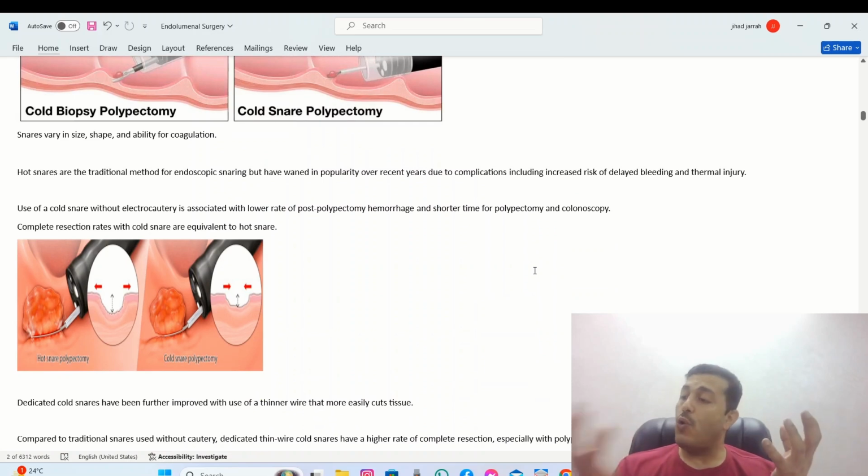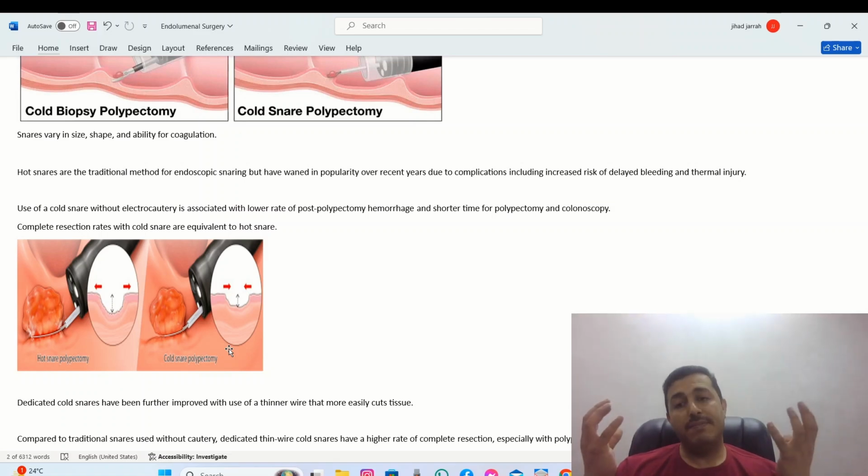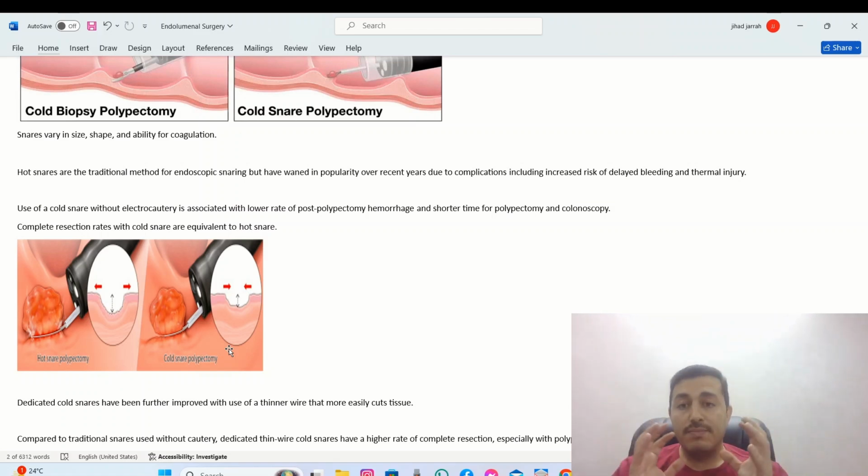If we want to compare cold snare and hot snare, as you see here, this is hot snare, this is cold snare, the same principle. Hot snare can cause damage to the tissue around and may present with delayed bleeding, while cold snare may cause bleeding, but the bleeding due to the cold snare will be immediate while you are in the procedure, so you can manage it on the spot.